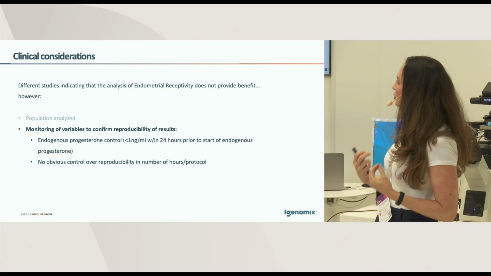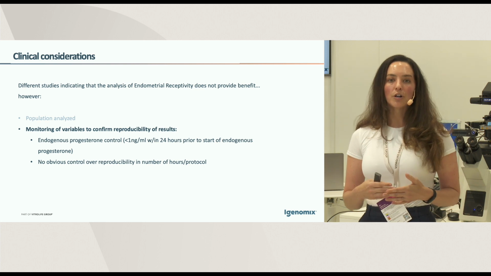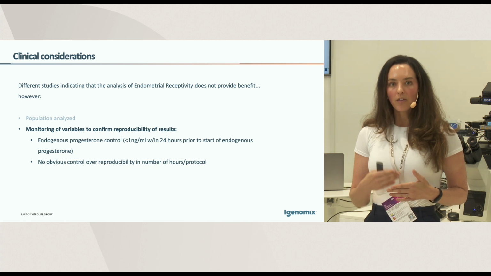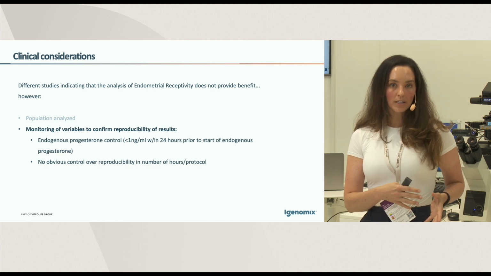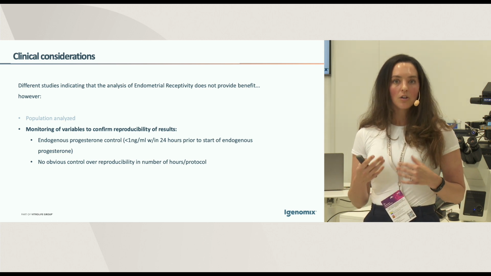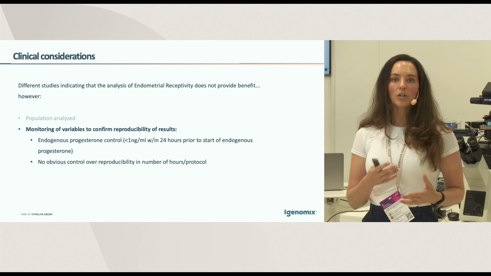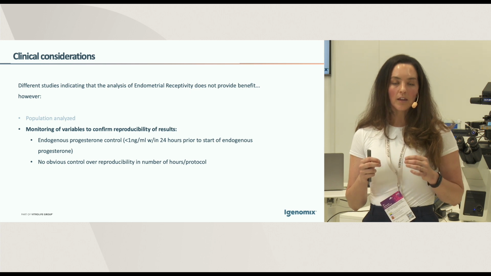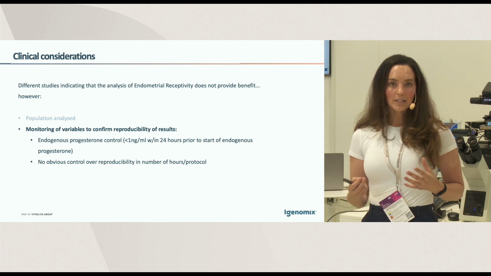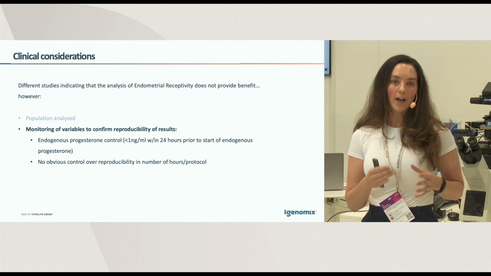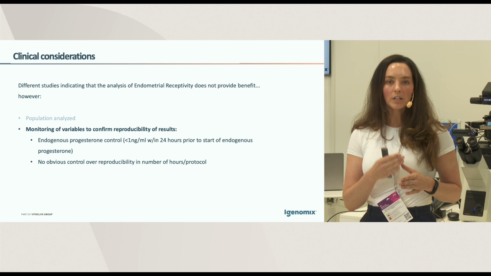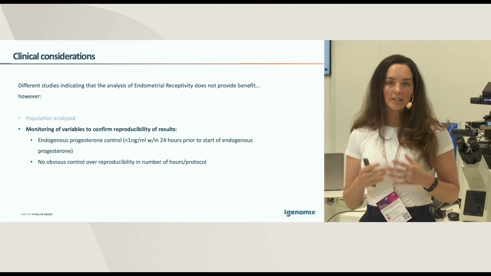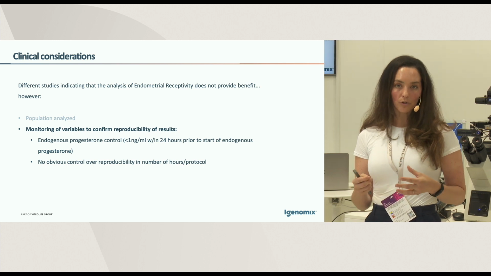The other issue is that there's no obvious control over reproducibility as far as number of hours or the protocol itself. So we need to always verify that the protocol is being replicated between the mock cycle and transfer cycle for every patient case. So if you applied an HRT in the mock cycle, you want to apply an HRT in the transfer cycle. But not only that, we also need to consider the progesterone protocol used. For instance, if we're using 400 milligrams of micronized vaginal progesterone twice a day in the mock cycle, we need to do the exact same thing in the transfer cycle to ensure reproducibility. In many published studies, this is something that hasn't been verified or controlled.